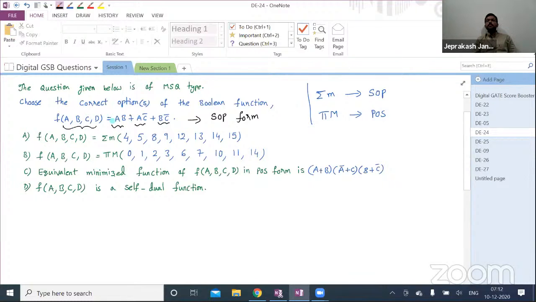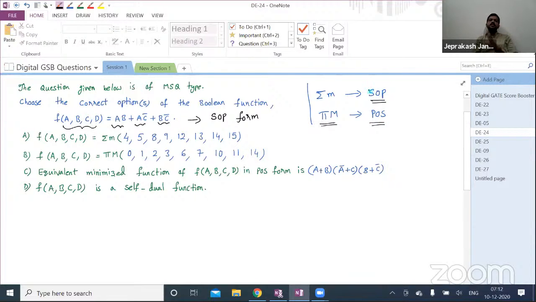If in any product term the number of literals and the number of given variables both match, then we call that product term a min term. Otherwise, we simply call it a product term. That's all. So that's why it is SOP form. Now from SOP form, the forward approach is: if you have sigma m format and simplify, you get SOP. If you have pi capital M, after simplification you get POS.